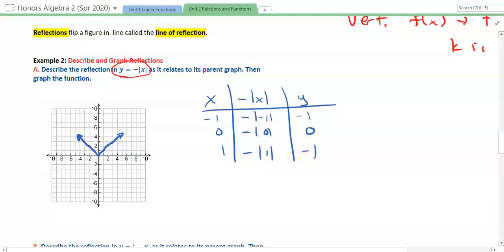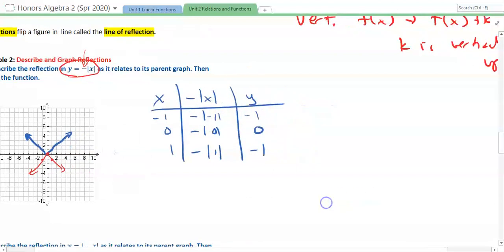And the absolute value of 1 is 1, and then the negative out front will make it -1. And so when I plot these 3 points, I'm here, here, and here. And so I get this from my absolute value. And this negative sitting out front has reflected us across which axis? It's reflected us across the x-axis.